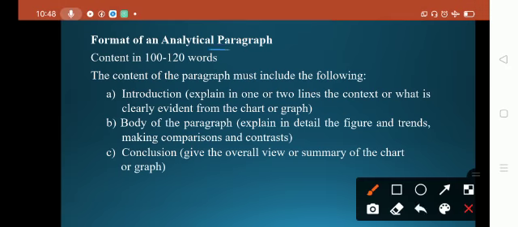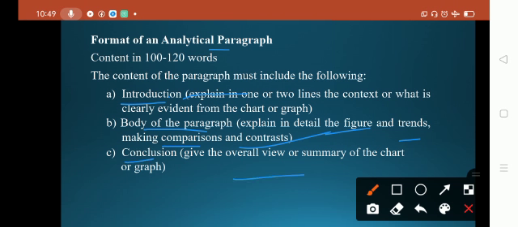Format of an analytical paragraph. So we have again three main elements. The content of the paragraph must include the following: introduction. It should contain two lines that state what the paragraph is about. Body of the paragraph. In the body of the paragraph, it's really important to detail the figures and trends, making comparison and contrast. Conclusion.